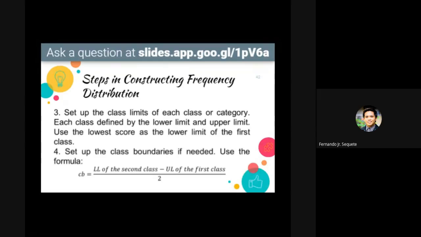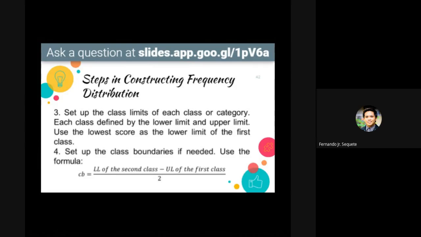So yung pinakamaliit na score, yun yung gagamitin mong lower limit of the first class. Ibig sabihin, kung ang lower limit natin children o yung pinakamaliit nating score ay 10, therefore siya yung dapat natin isulat sa pinakataas. Nasa pinakauna and then nasa left side. Okay? So mag-una dito ang 10.